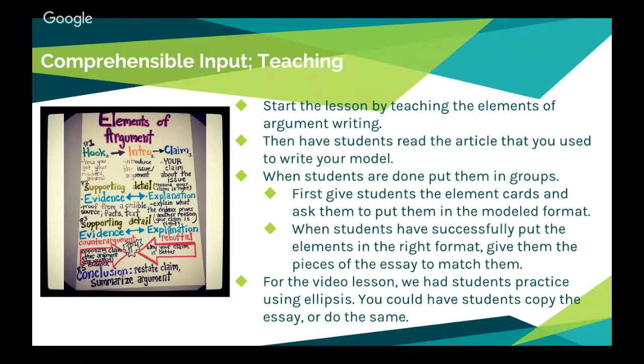Then we had students read the article that we used to write our model. When students are reading the article, you could provide directions to highlight different claims and the evidence that supports those claims. I would model this, reading the first few paragraphs and highlighting, saying, here's a claim and I find evidence for this claim here. You can model that. When students are done reading, you would put them into groups. Now, remember, at this time, whatever visual support you have would be up in your room for your students to refer to.